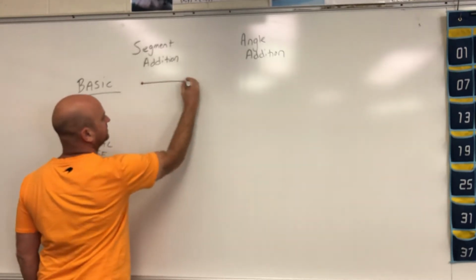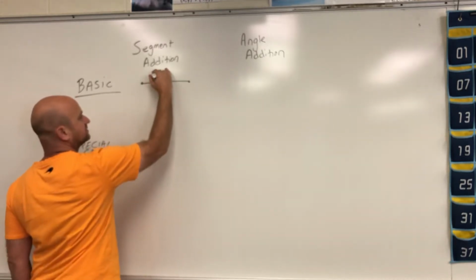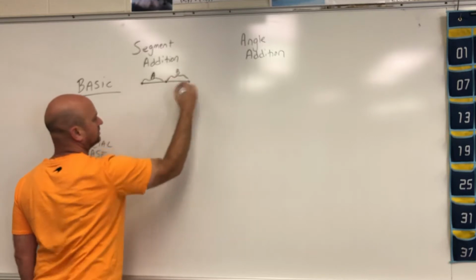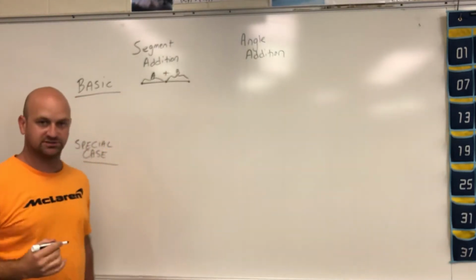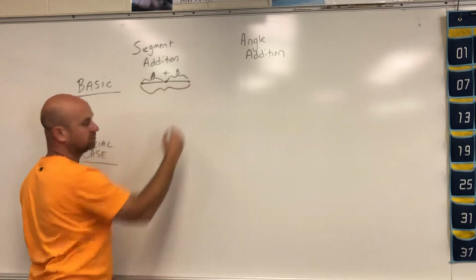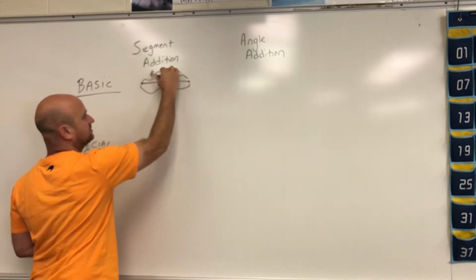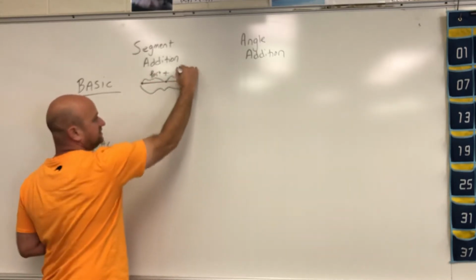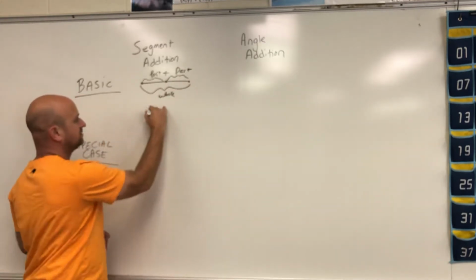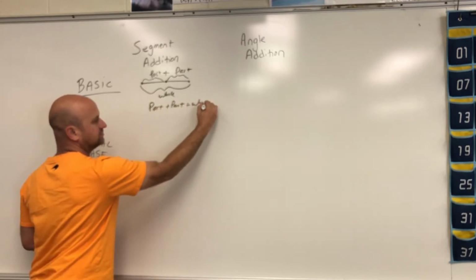So the segment addition postulate essentially says this. If we have a segment and it's broken up into two parts, this section plus this section would equal the whole thing. What I tend to do is call this a part, and this a part, and then this is the whole. So the segment addition postulate really says part plus part is equal to the whole thing.